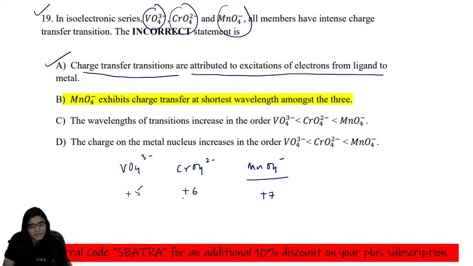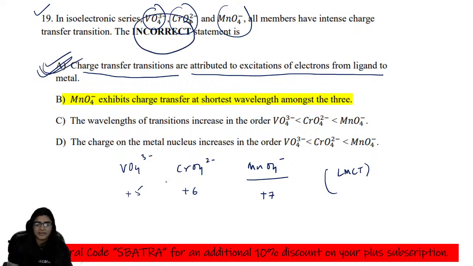If the metal is present in its highest oxidation state and you have pi donor ligands attached to the metal, then definitely which type of charge transfer spectra is possible? LMCT, ligand to metal charge transfer spectra. So definitely option A, charge transfer transitions from excitation of electrons from ligand to metal, is a correct statement, and you have to identify the incorrect statement.